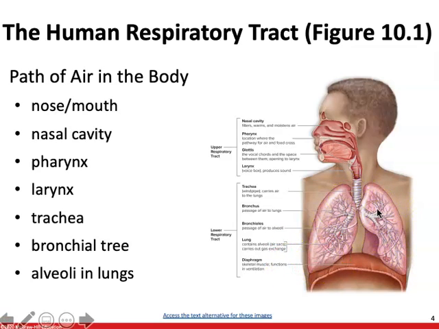Now we're going to break down each one of these parts, but here's just an overview. By the end of this chapter, you should be able to look at this picture or this figure and talk through what is happening at each one of these stages and trace the flow of oxygen into the body and carbon dioxide out of the body. So this is an excellent figure. I do recommend that you spend a little bit of time with it.